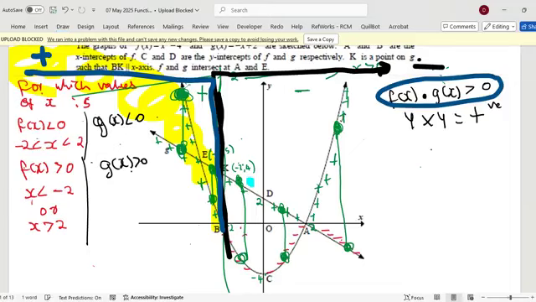I'm going to write my answer as x is less than negative 2. If I move from negative 2 and I'm going to the left hand side of negative 2, every number I take, I will keep getting a positive number. So the answer to that question is x is less than negative 2. That is the answer to f of x multiplied by g of x is greater than 0. I showed an example to say that means y multiplied by y is positive. I'm going to pause and wait for a question.